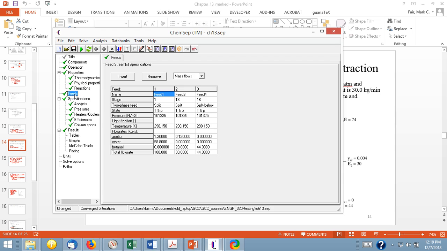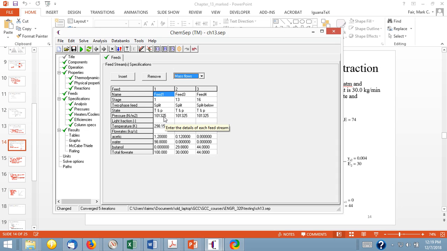That particular stream was 1.2 weight percent of a 100 kilogram per minute stream. Just to simplify things here, one of the first things that we'll do is we're going to change this to mass flows from molar flows. Okay, so make sure you have it on mass flows. You have to specify the type, so it's going to be split, which means, we'll see it in a moment. The state will go with temperature and pressure.